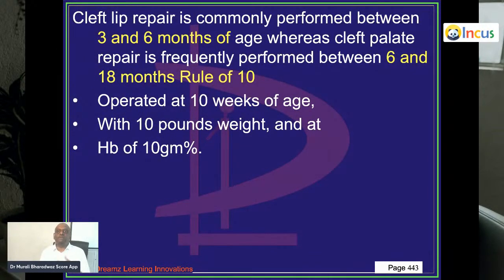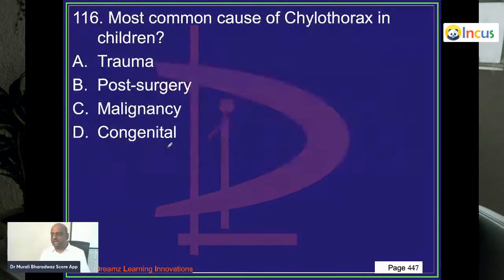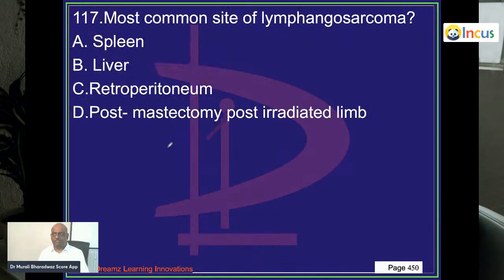Then what is the rule of 10 before you operate a cleft lip baby? Cleft lip can be operated at 10 weeks of age, at least 10 pounds of weight, which means 5 kgs. 1 pound is half kg. And 10 gram percentage of hemoglobin. Worst prognosis in head and neck tumors is for adenoid cystic carcinoma of the salivary gland. Chylothorax in children often is post-surgery.